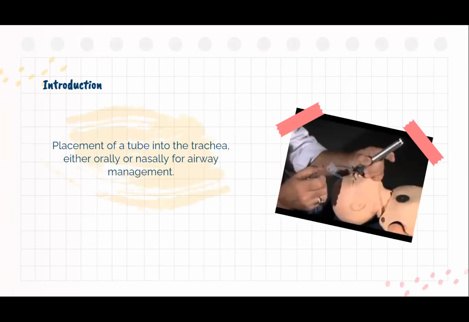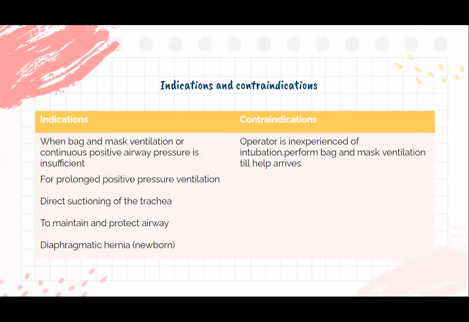So as you know, endotracheal intubation is a placement of a tube into the trachea. It can be either orally or nasally for airway management, but the most common one used is orally instead of nasally. This is indications and contraindications of this procedure based on PITS protocol.